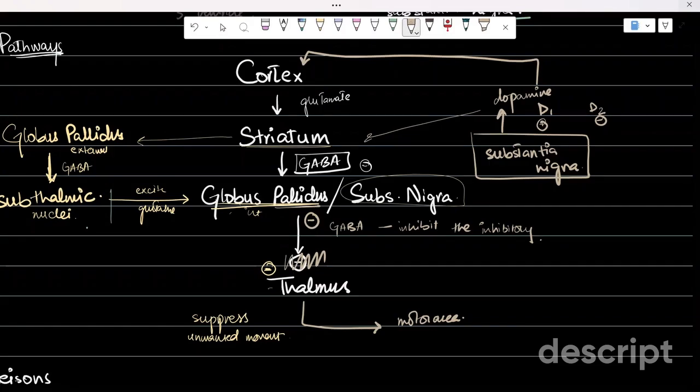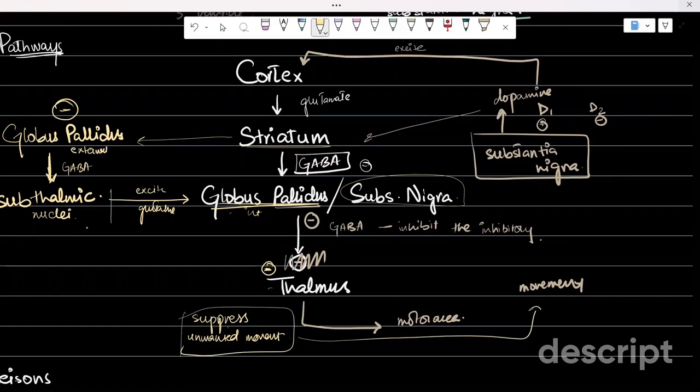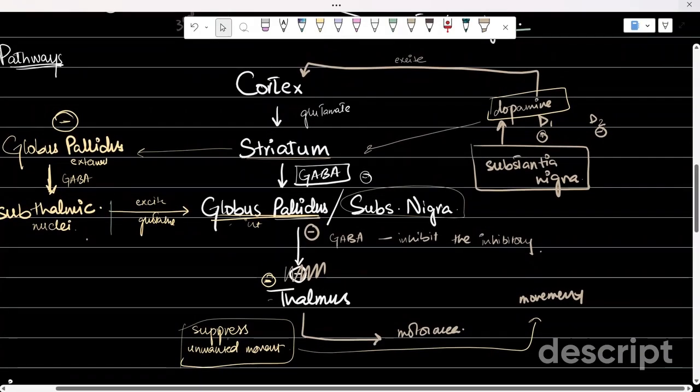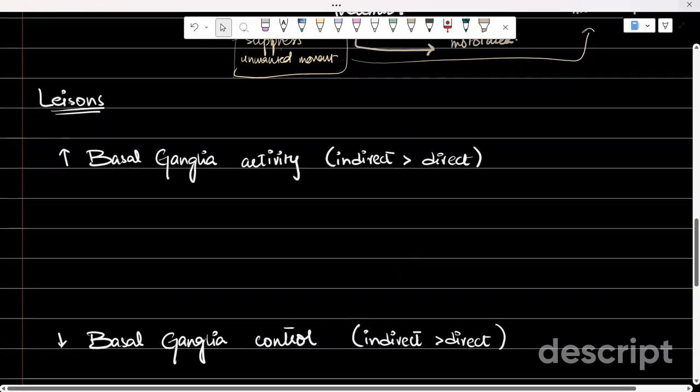The D2 inhibits the indirect pathway. So this one will excite the pathway. That means it is promoting what? Movement. Now the D2 will inhibit this pathway, the indirect pathway, again, which means that it is inhibiting this inhibition and therefore promoting movement. So dopamine will always promote movement by exciting the direct pathway and inhibiting the indirect pathway. Now, I hope you're not confused about the pathways, so we will move on to the lesions.